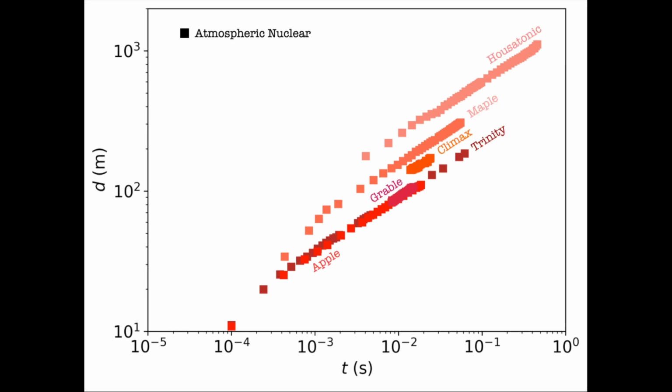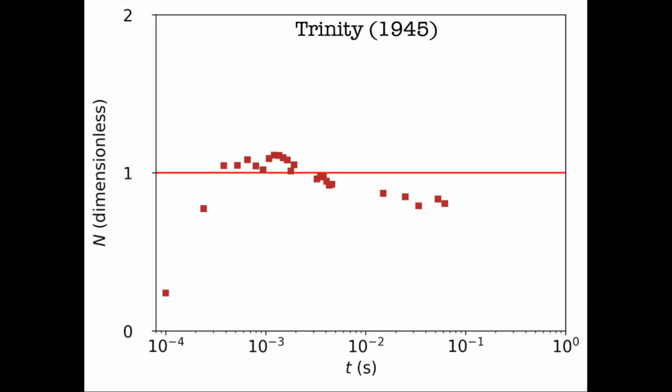Housatonic, Maple, Climax, Trinity, Grable, Apple were the 6 tests we discussed in the last episode. From this perspective, plotting r versus t, all these tests seem to abide pretty well with the 2/5 power law. Now, plotting the evolution of the Taylor-Sedov number for all these tests allows a more in-depth comparison with the predictions of Taylor's regime. We've seen Trinity already. The agreement is pretty good.